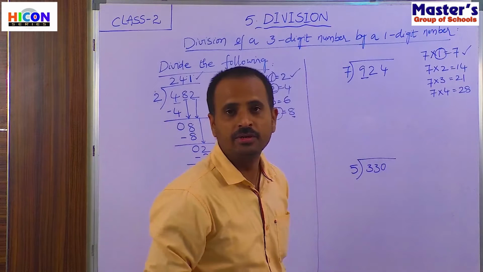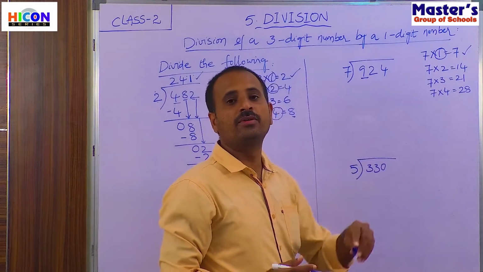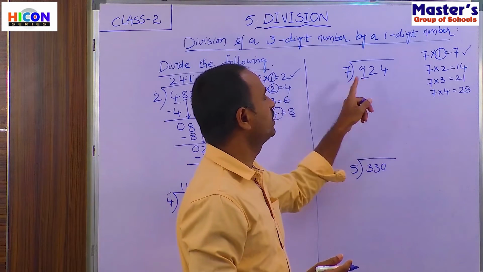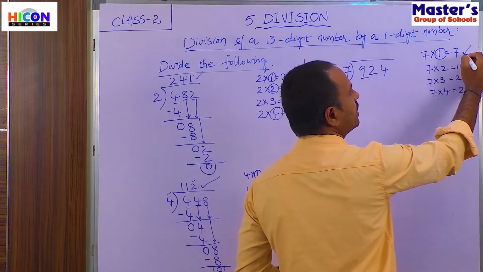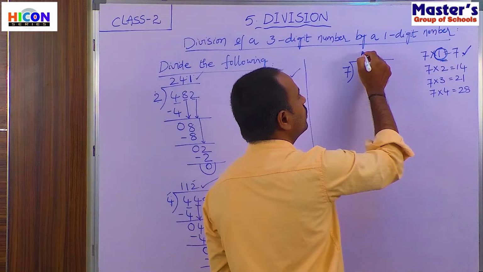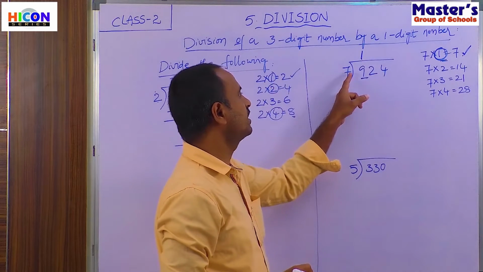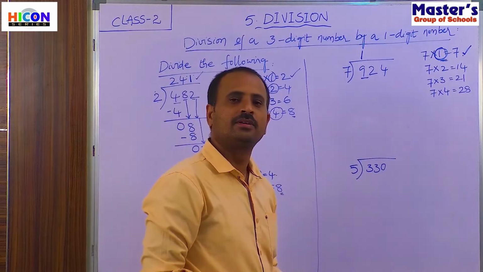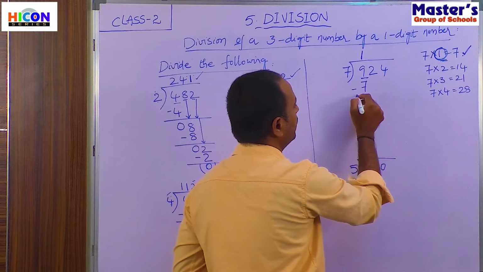So children, do you understand? If the number is not in the 7th table, we have to take its smaller number. So the smaller number for 9 is 7. So take 7. That is, we have to take 1 time to get 7. So write this one in the quotient, and multiply this divisor and this number. That is 7 into 1. 7 ones are 7. So write the product below the first digit and subtract.